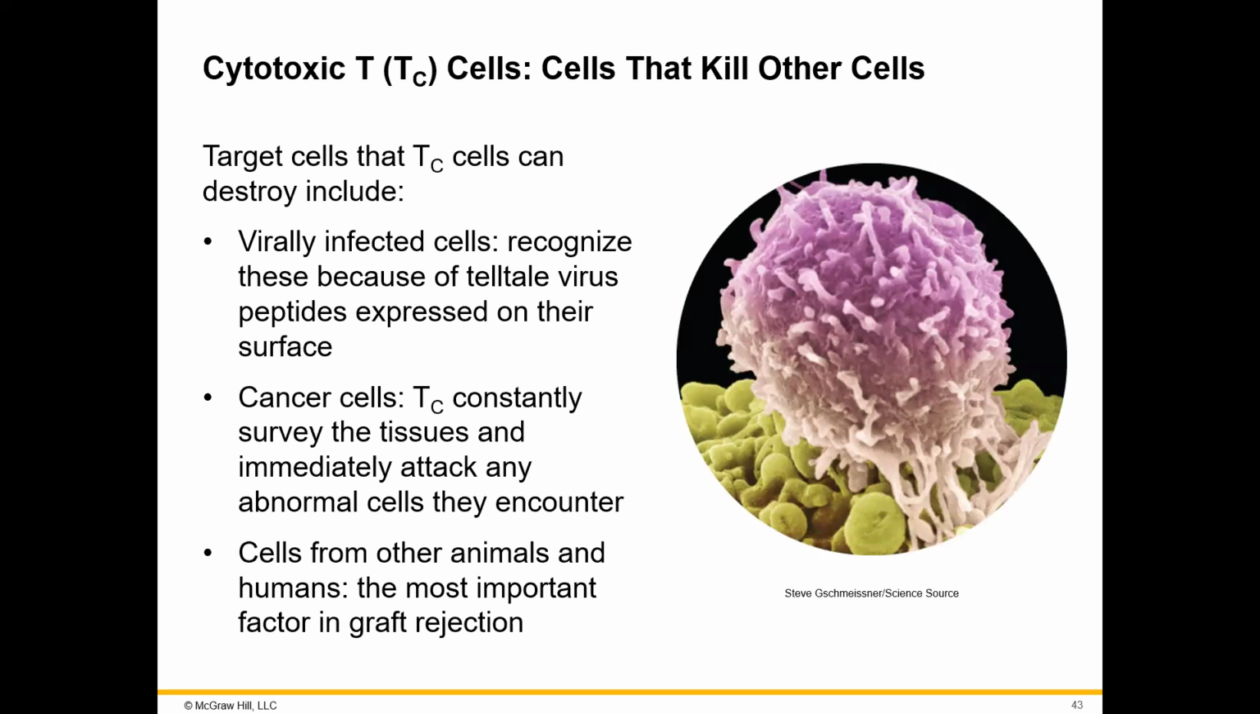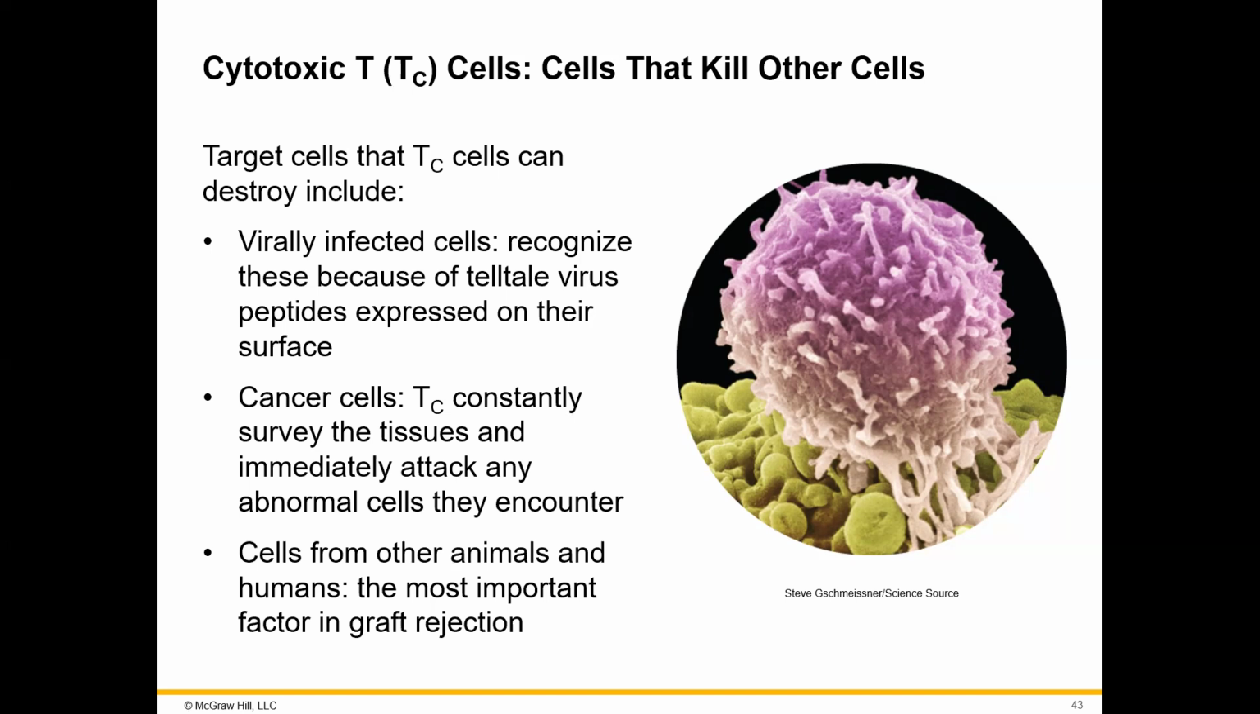The second kind we're going to look at is cytotoxic T cells, also called TC cells. These are cells that kill other cells. That's their one and only job, to destroy other cells. So there are a few target cells that they can destroy. One is virally infected cells. So cytotoxic cells recognize these because of telltale virus peptides that are expressed on the surface.